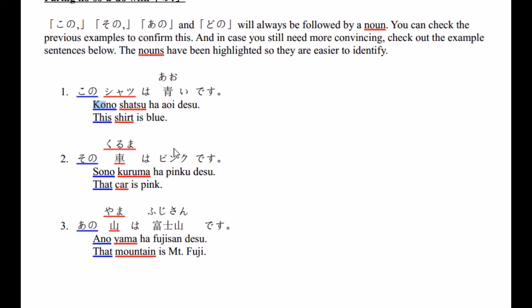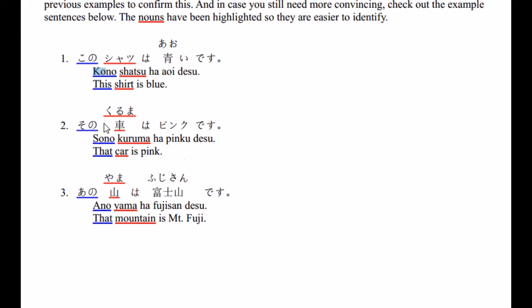Kono shatsu. And number 2, sono kuruma wa pink desu. That car is pink. So again, kuruma, car is a noun, so we need no.